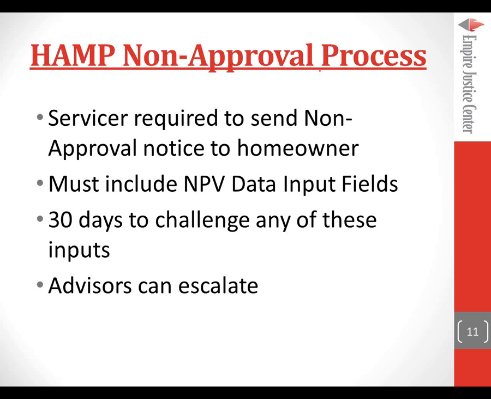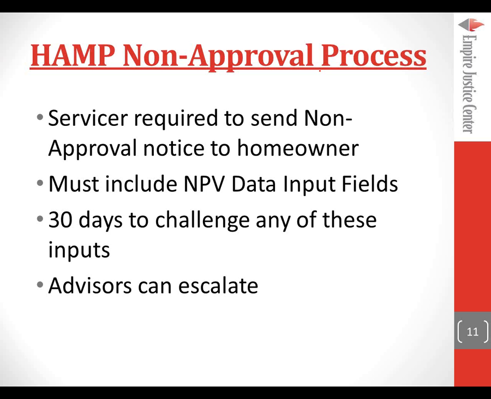I have had cases where it has simply been a typo by somebody at the bank that has caused a homeowner to fail the NPV test. So their income was $3,000 a month, and it was inputted as $300 a month. Those kind of clerical errors happen in this process, and if they do, it should be relatively easy to catch, but without seeing those data input fields, it would be impossible to know.